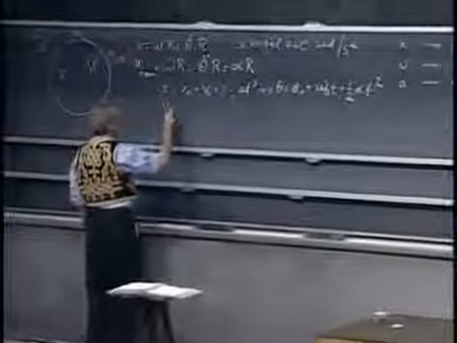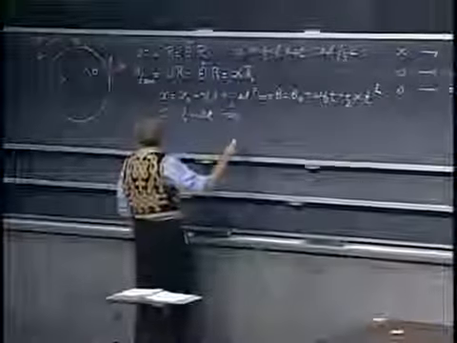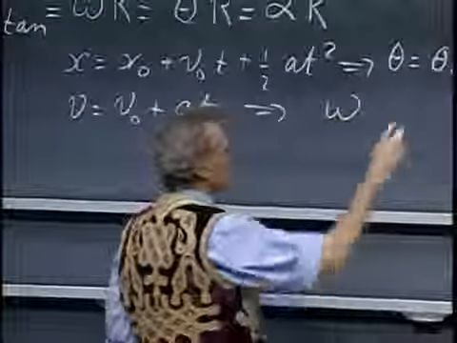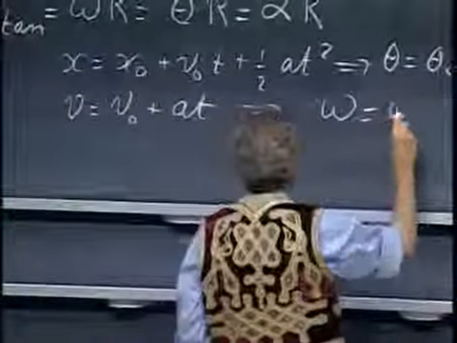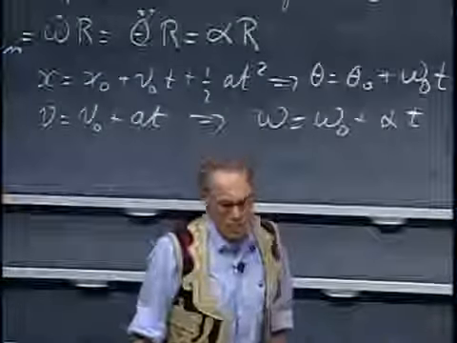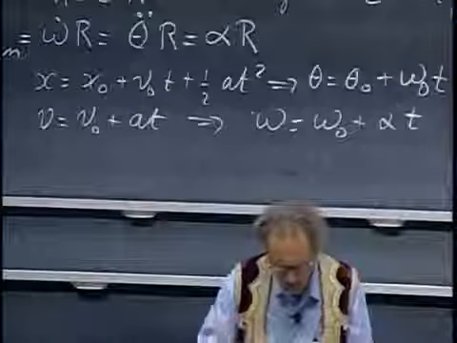And the velocity was v0 plus at. That now becomes, for angular velocity, omega equals omega 0 plus alpha t. So there's really not much added in terms of remembering equations.